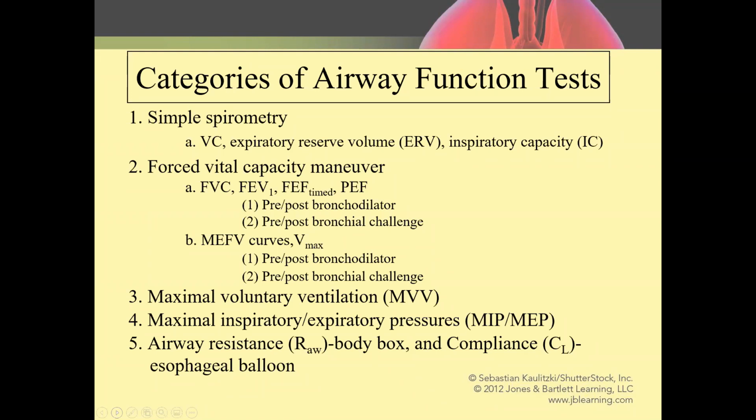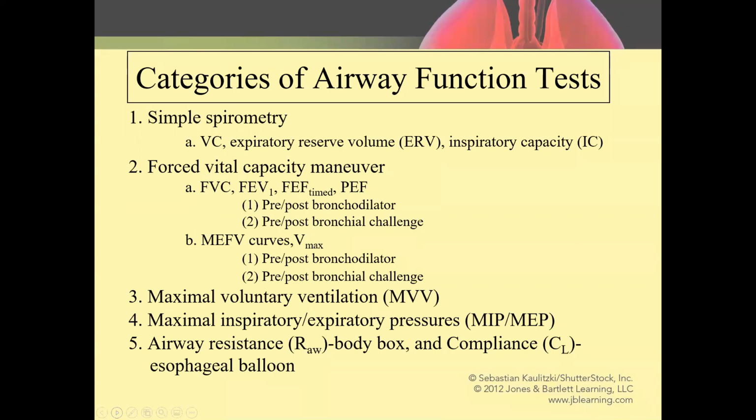Tests like maximum voluntary ventilation, or MVV. In some books it's called MMV, maximum mandatory ventilation, is another way of referring to it. Maximal inspiratory and expiratory pressures, so things like MIPs and MEPs, can be done as well. Typically, you'll see those more in an ICU or in a long-term vent unit where they're trying to measure and quantify muscle strength. Airway resistance, so measuring airway resistance and hidden volumes via a body box.